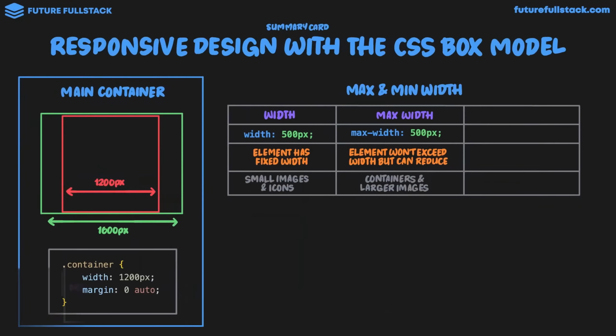Let's wrap up by continuing to add to our summary card responsive design with the CSS box model. In this chapter, we learnt about min width. So let's go add it to our summary table here. In CSS, the property looks like this, and min width means an element won't reduce in width, but it can exceed. And we saw it's often used for grids, which we haven't yet covered.